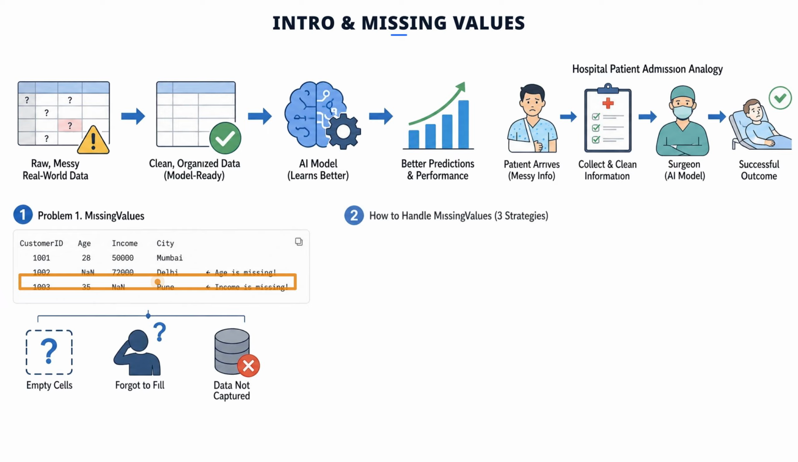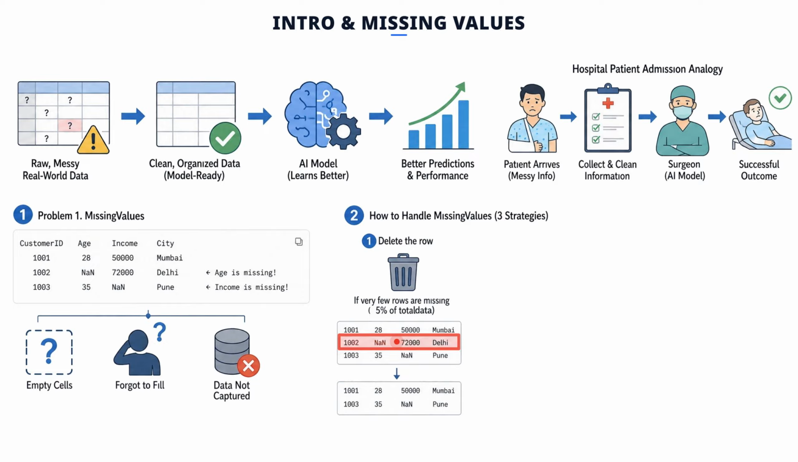We have three main strategies to handle this. First, we can simply delete the row. We only do this if very few rows are missing, usually less than 5%. You can see the row for 1002 is completely removed in the result.